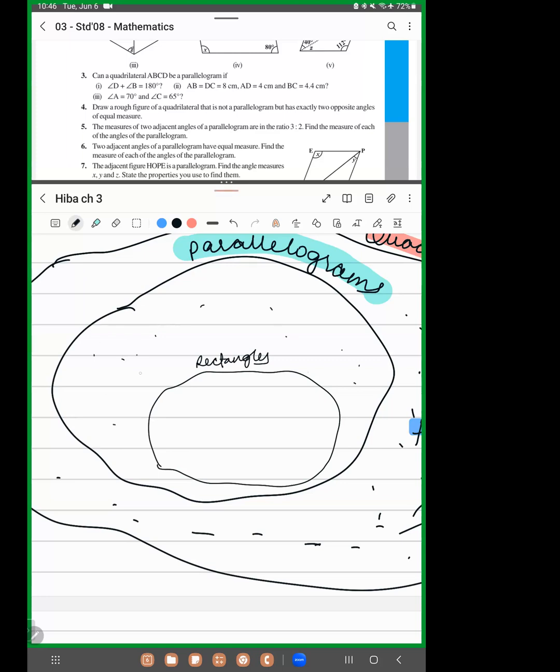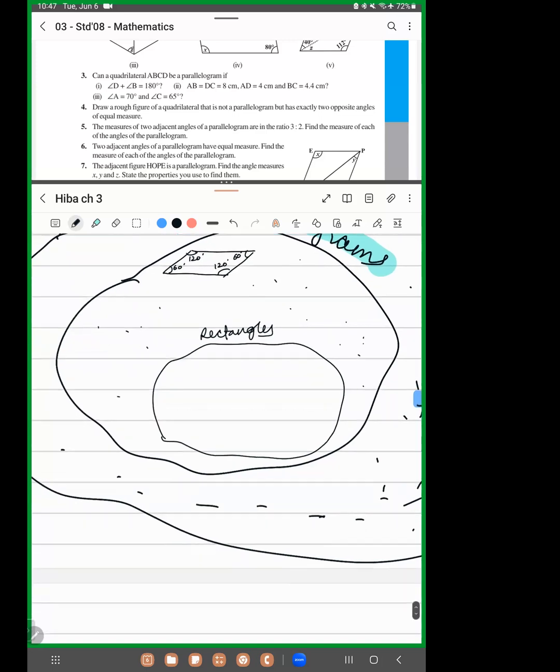Is it possible to have some parallelograms which are not rectangles? Yes. Like for example, this one. Can you show an example of what you said, that all parallelograms are not squares? Can you show it in a figure how they are not equal? That's what I'm showing you.